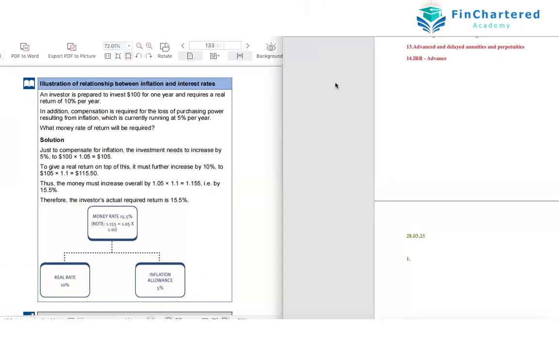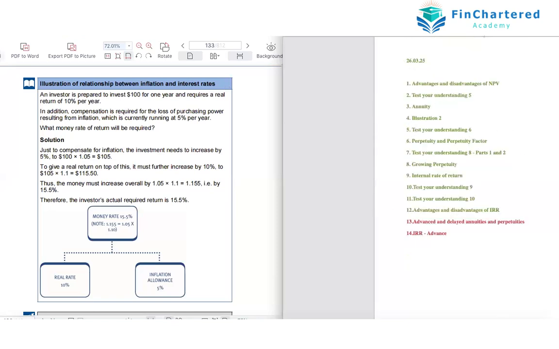So, good afternoon. I hope, guys, all of this which we saw day before yesterday was comfortable. We saw advantages and disadvantages of NPV, test your understanding 5, annuity, illustration 2, test your understanding 6. Have you all attended that class?